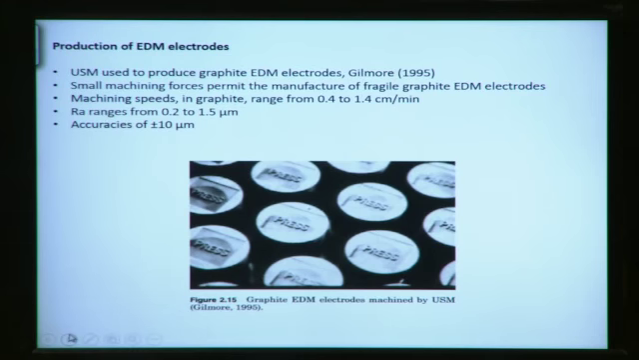Okay, so another application is the production of EDM electrodes. This ultrasonic machining process is used to produce graphite EDM electrodes. Small machining forces permit the manufacture of fragile graphite EDM electrodes. Machining speeds in graphite range from 0.4 to 1.4 centimeter per minute, and Ra ranges from 0.2 to 1.4 micron, which is very good, and accuracy achieved is plus or minus 10 micron. So this kind of graphite electrode can be machined by the ultrasonic machining process. These graphite electrodes are used in electrical discharge machining.